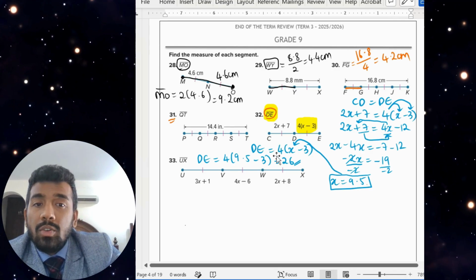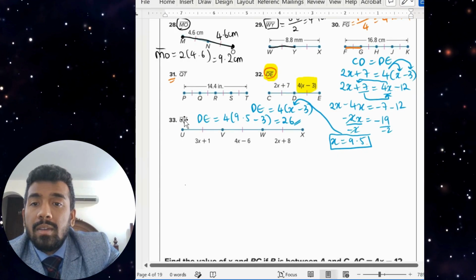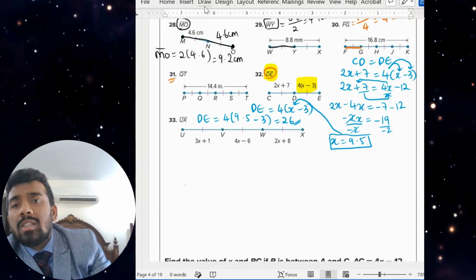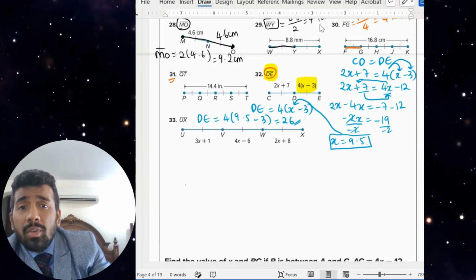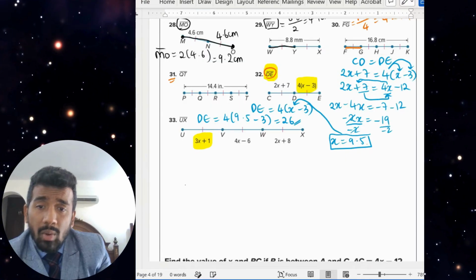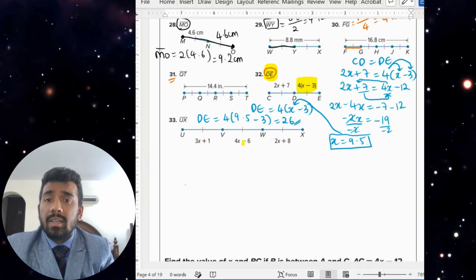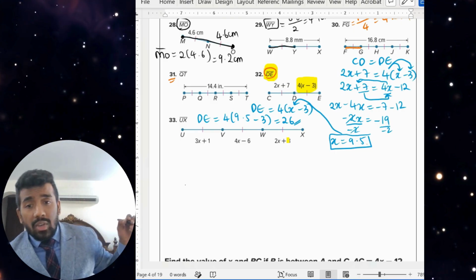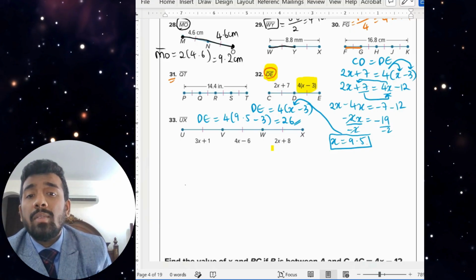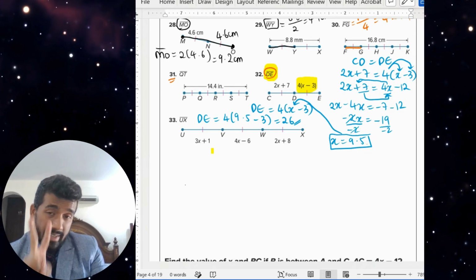Now here, in this question, we need to find UX. Again, many of the students ask me, how do you do this? There are three terms over here. You see, there is 3x plus 1, there is 4x minus 6, there is 2x plus 8. How should I solve three things together? Don't worry, never fear when Mr. Akshay is here.